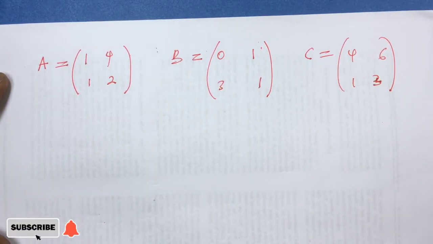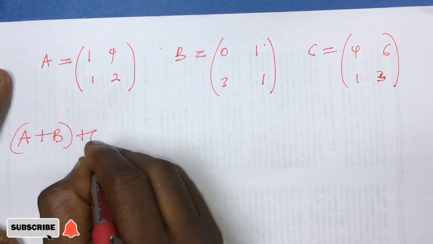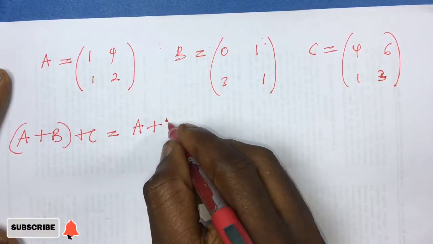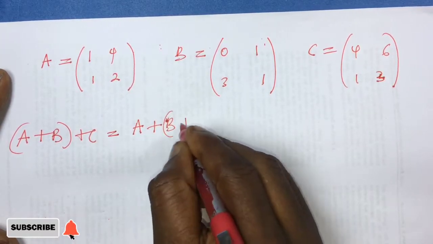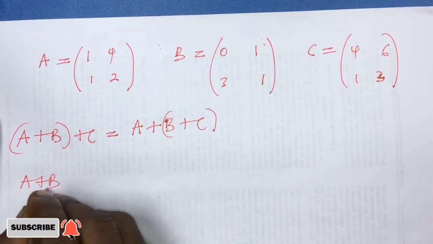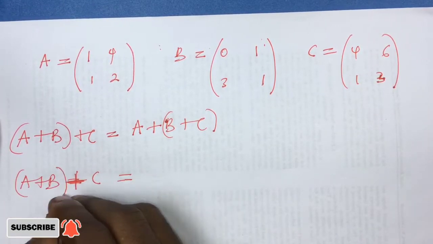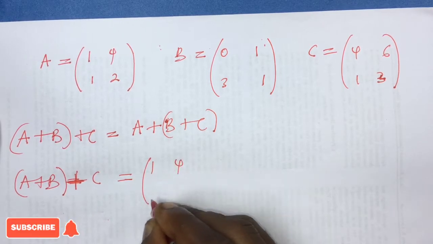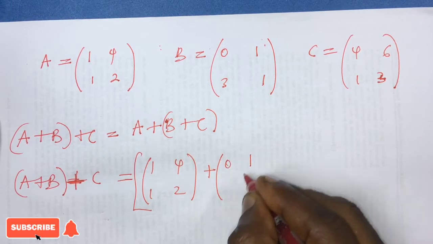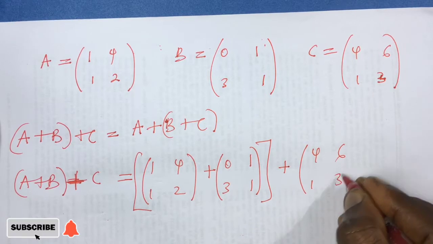Okay, now let's see, if you add A to B and then add your result to C, we want to show that that will be the same as adding A to B plus C. Okay, now let's see. A plus B in bracket plus C is equal to 1, 4, 1, 2, which is A, plus B, which is 0, 1, 3, 1, close bracket, plus C, which is 4, 6, 1, 3.